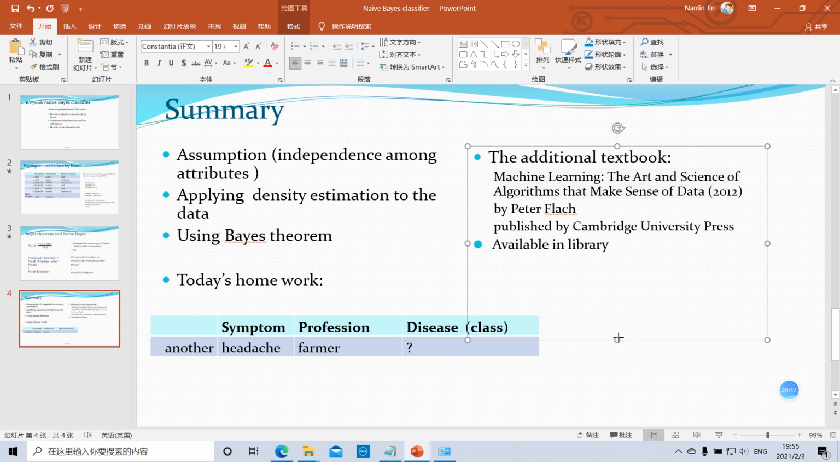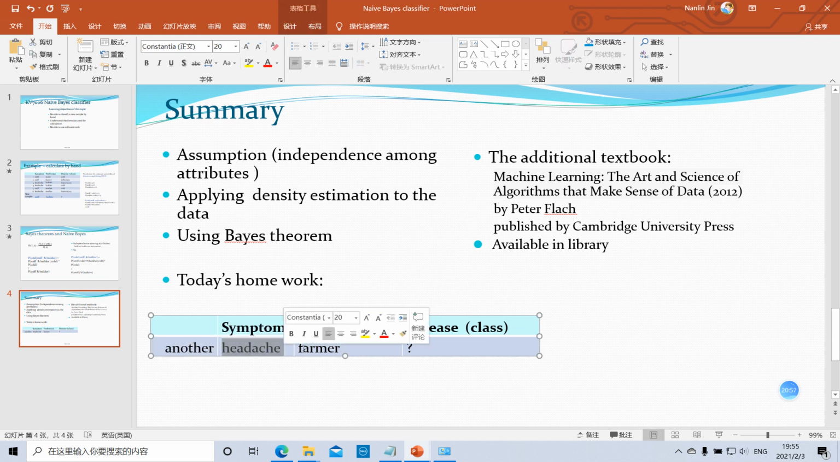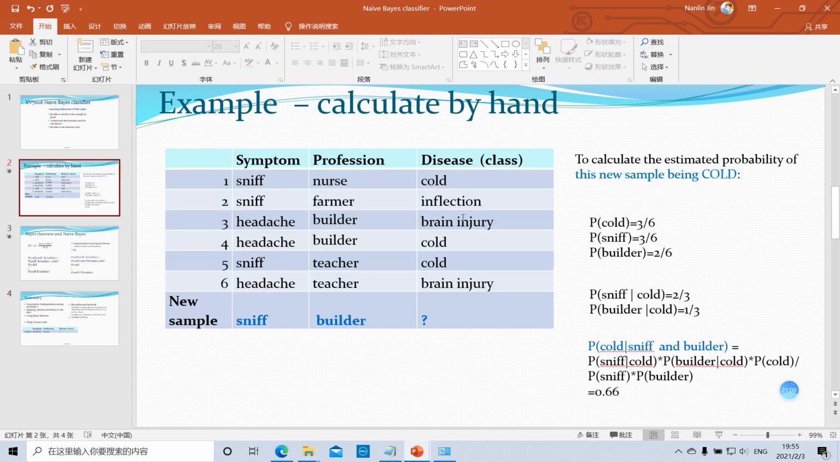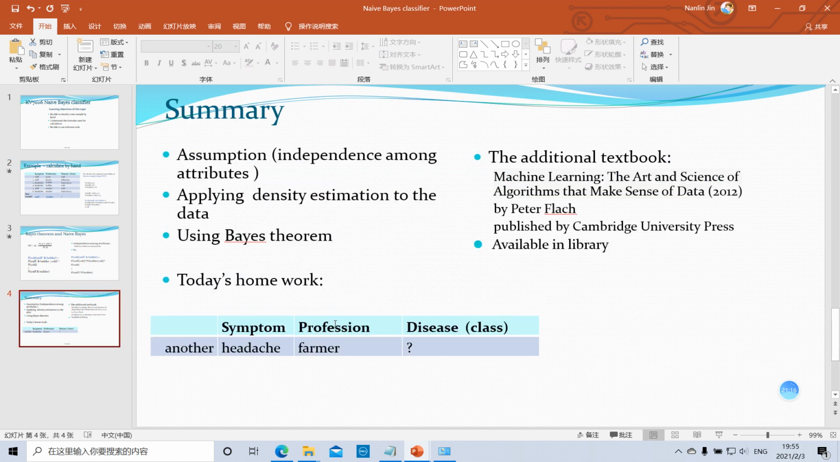Okay. So before we end this video, I'm going to invite you to calculate by hand for another patient who has a headache and foam. What is the disease he probably has? You can predict cold, infection or brain injury, and see which probability is highest among these 3 diseases, and then you fully understand the principle of the naive Bayes classifier. Thank you very much. I'll see you in another video. Thank you.